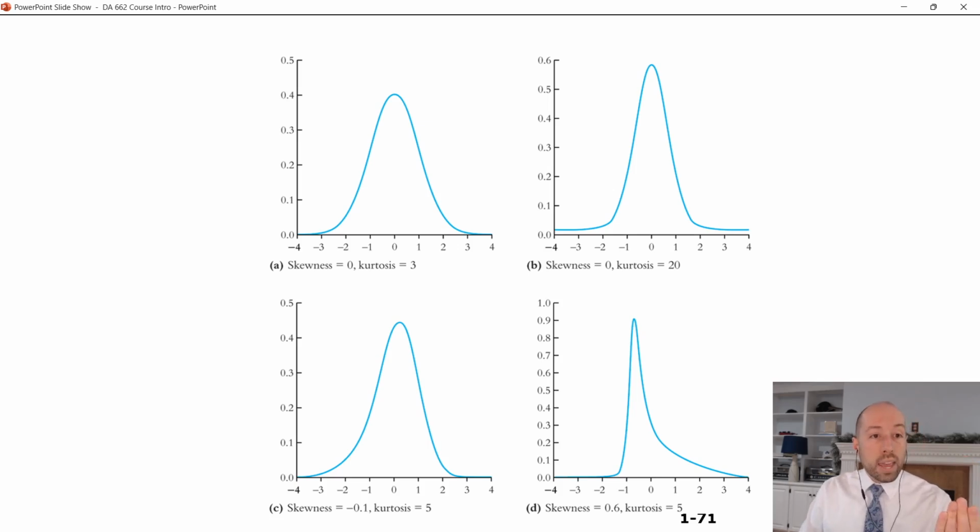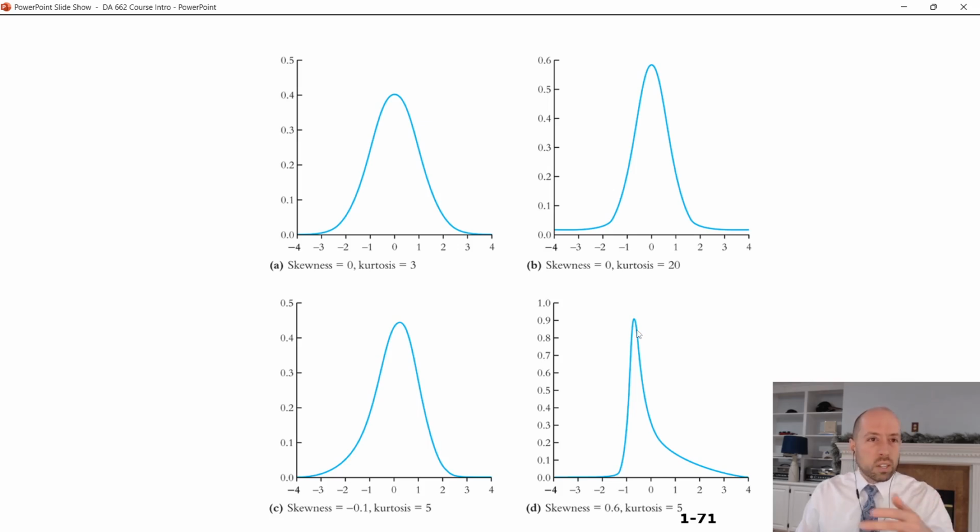If I make that a little bit wonky, so that the left tail is longer than the right tail, as it is here, draw a line down the middle of the picture and you'll see that the one on the left is a lot longer than the one on the right. That's negative skewness. It's skewed to the left where the negative numbers are. Fair enough. The one over here is skewed to the right. The tail on the right is longer than the tail on the left, so that's positive skewness.